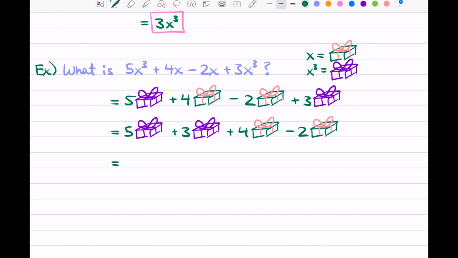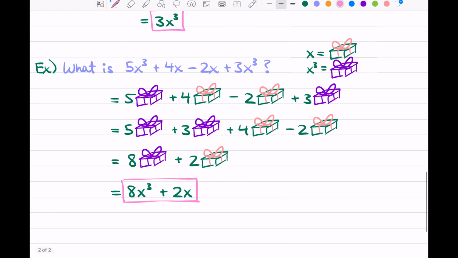So 5 purple presents plus 3 purple presents leaves us with 8 purple presents. And then we have 4 green presents minus 2 green presents. That leaves us with 2 green presents. And there you go. We have 8 purple presents and 2 green presents. And we said that our purple present was x to the third, and our green present was x.